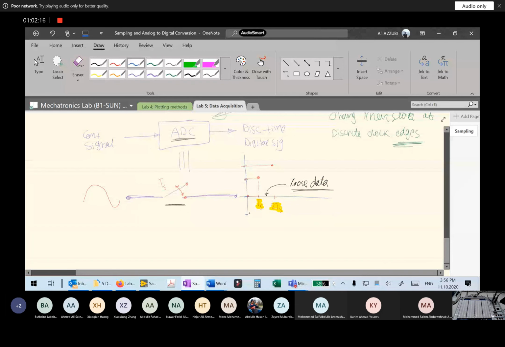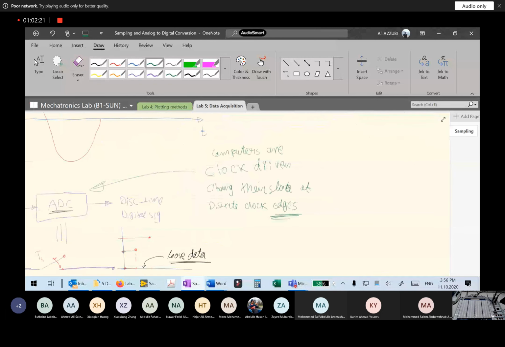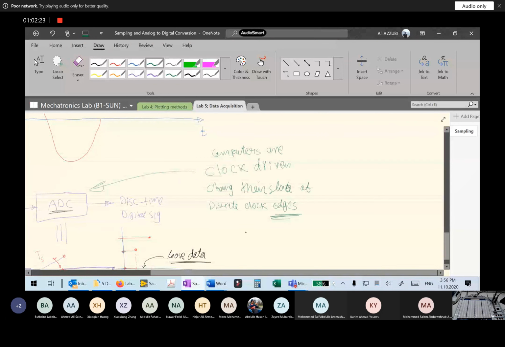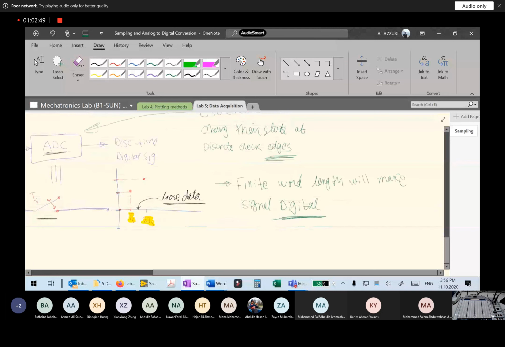Why is this? Because you have finite word length, which will make signals digital regardless of time. They'll make them digital. Okay, sure.